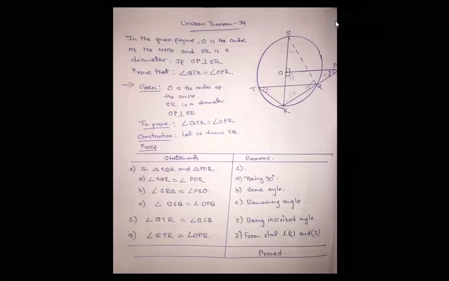Okay, now if these two are equal, then we can say that these two angles, they are also equal to each other. Why are they equal? Because they are inscribed angles. So this and this, they are also equal to each other. They are inscribed angles. So if all these three have the same value, then we can say that this angle and this angle, they are also equal to each other, right? So we have to prove QTR and OPR.